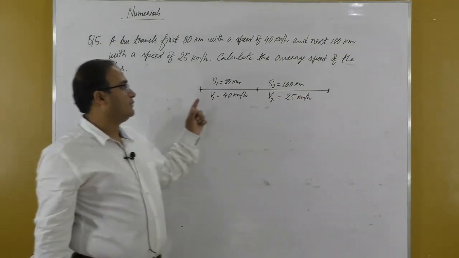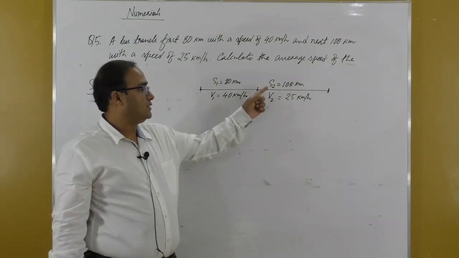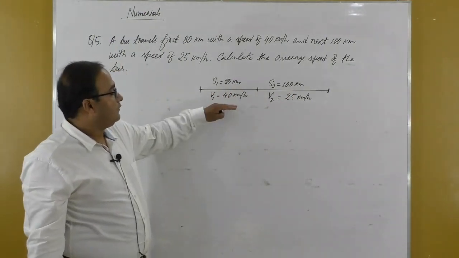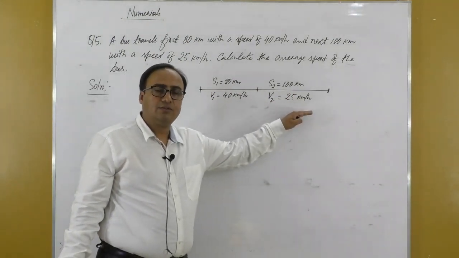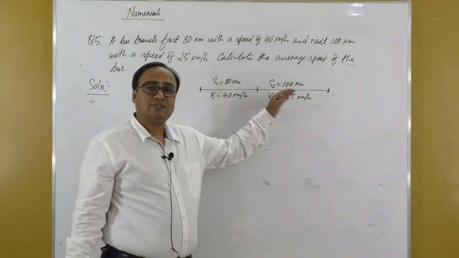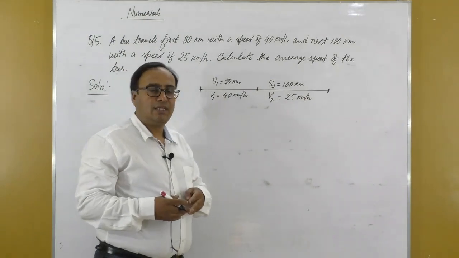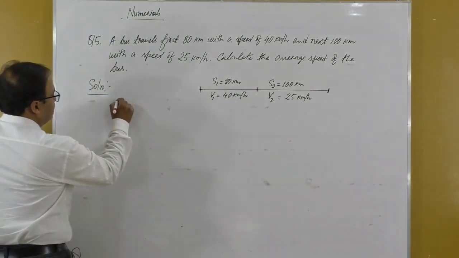To calculate average speed, you need total distance. So given here S1, S2, you can easily find out total distance covered. But time for the first part and time for second part, it has not been given. So you will have to find out time for first part and then time for second part. You will have to add the times, you will get the total time, then you can easily find out average speed. Now look at the solution here.